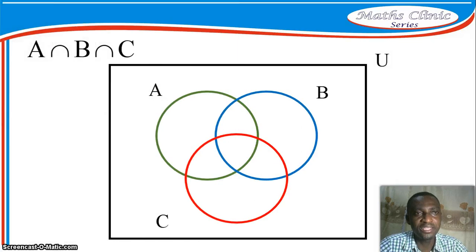What of A intersection B intersection C? It can be found in A, it can be found in B, it can be found in C, and that will be only this.